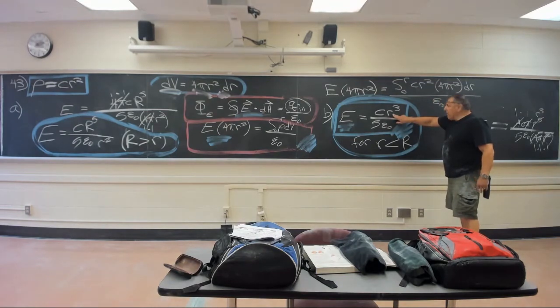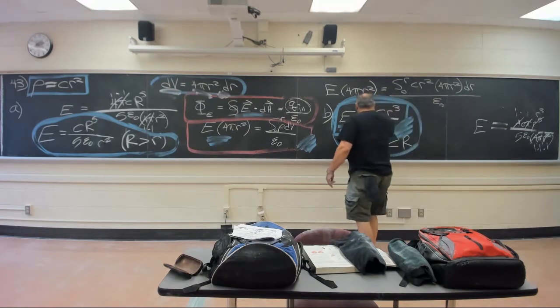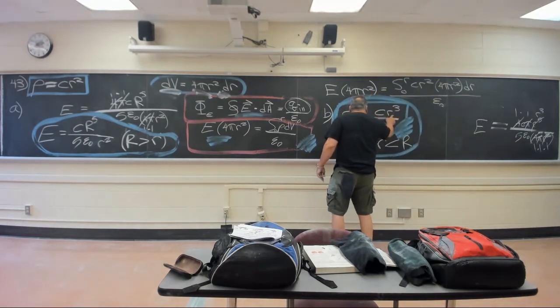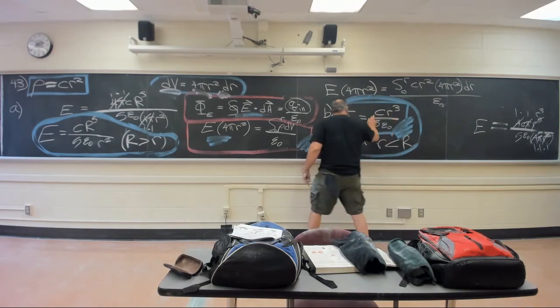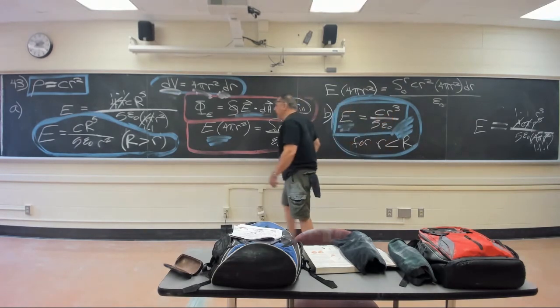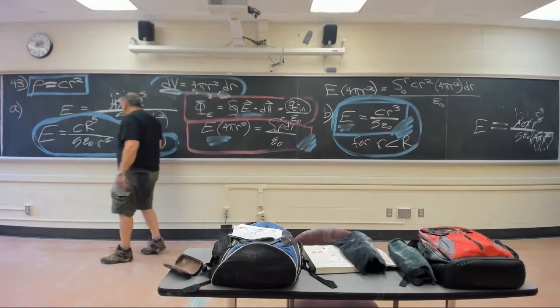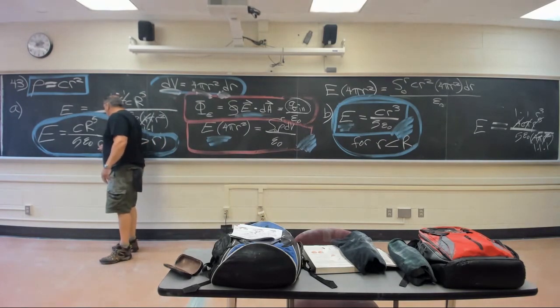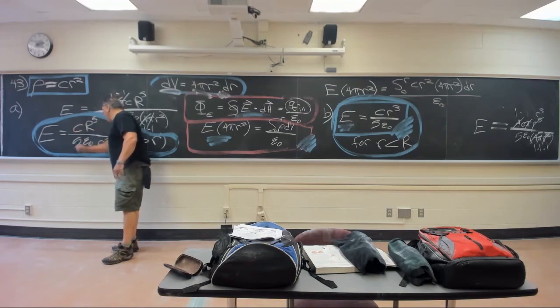Small r equals capital R, this is C r to the 3rd over 5 epsilon naught. C capital R, small r equals capital R. C capital R to the 3rd over 5 epsilon naught. Put capital R right here. Capital R squared goes into here, r to the 3rd. This becomes C capital R to the 3rd over 5 epsilon naught.